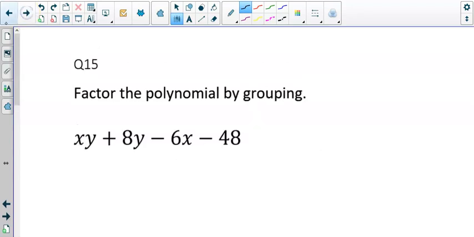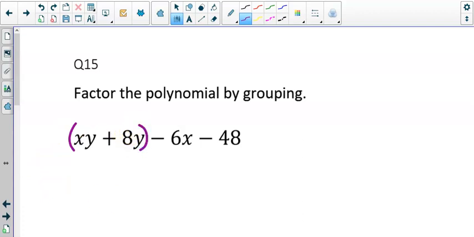All right. Almost done. So question 15. This one, it tells you exactly what to do. It says factor by grouping. So when you learn factoring by grouping, what's the first step you're going to do? All right. Who are we grouping? You group the first one with the second one.